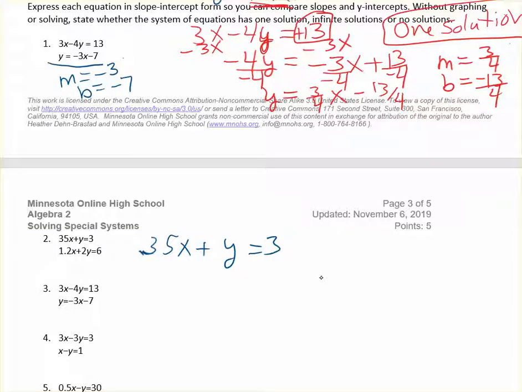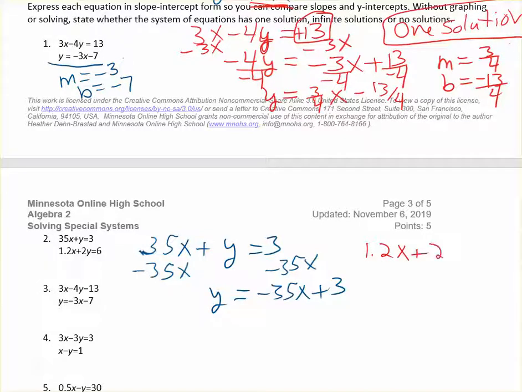So to solve this for y, it's going to be quite quick. I just need to subtract 35x from both sides. So then I would have y equals negative 35x plus 3. For the second equation, I have 1.2x plus 2y equals 6. So I would start by subtracting 1.2x from both sides. That leaves me with negative 1.2x plus 6. And then I'm going to divide everything by 2.